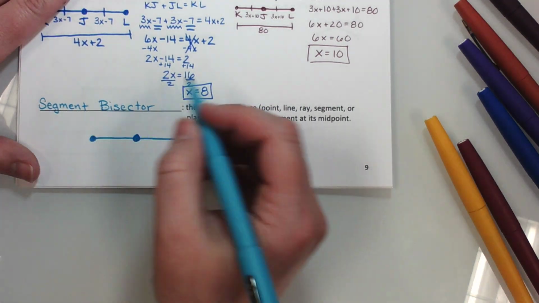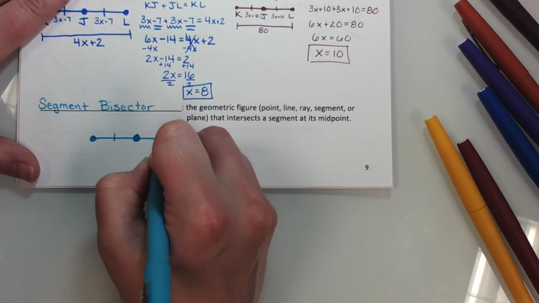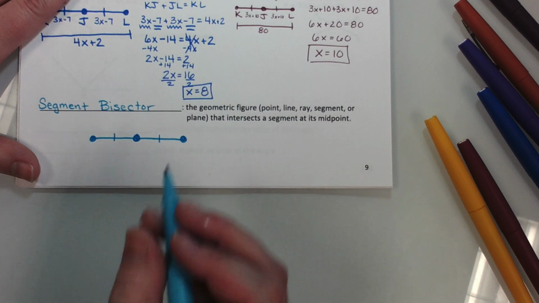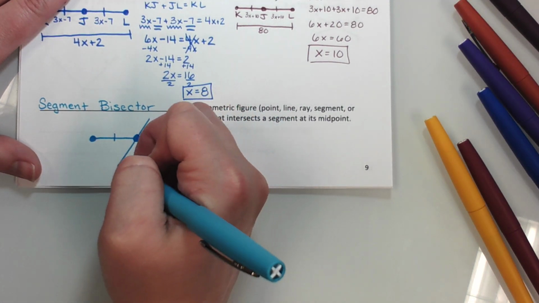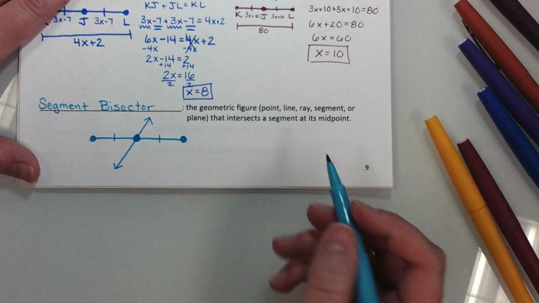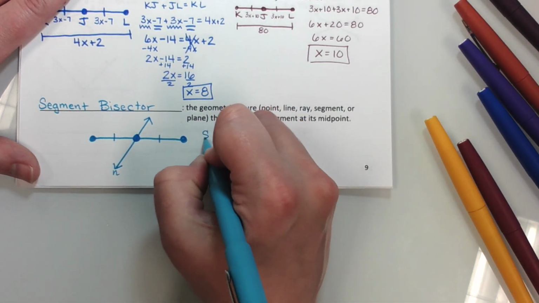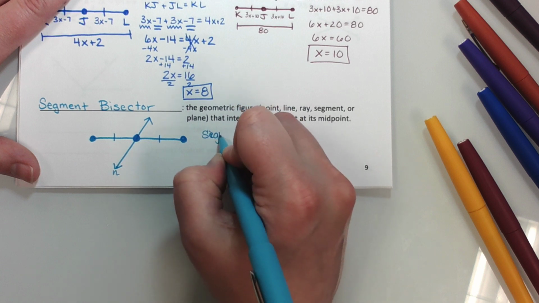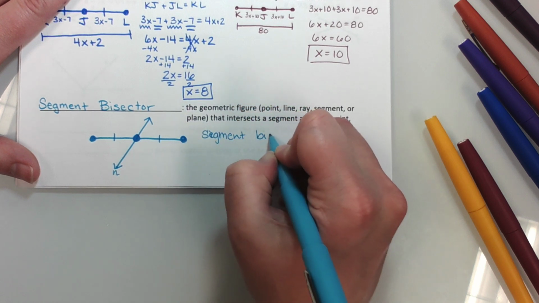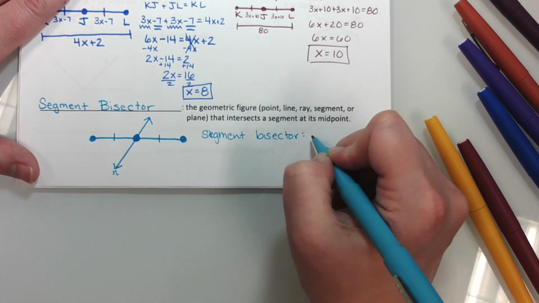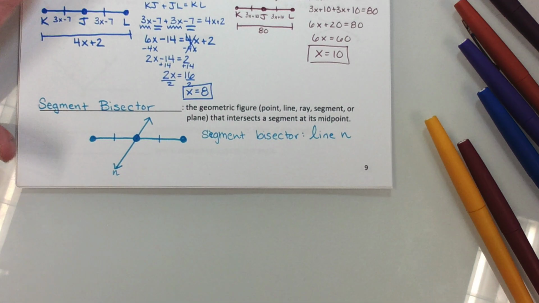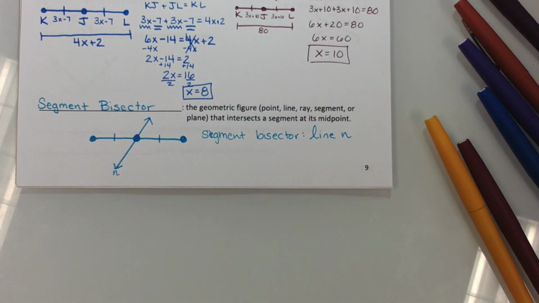Let's say, oops, I need those congruent because it has to be a midpoint. Let's say I have a line going through it. Lines have arrows going both ways. I'm going to put a little lowercase n in it. The segment bisector I would label as the line n. And when I name a segment bisector, whatever that thing is that's going through the middle, when I name it, I have to use proper notation.